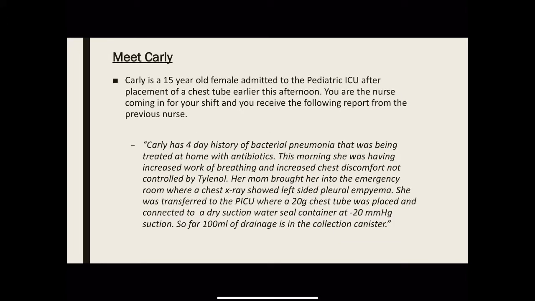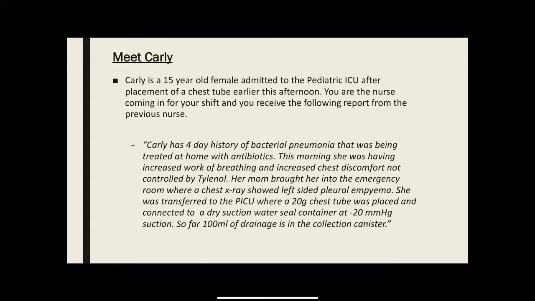So we are going to meet Carly. Carly is a 15-year-old female admitted to the pediatric ICU after placement of a chest tube earlier this afternoon. You are the nurse coming in for your shift and you received the following report from the previous nurse. Carly has a 4-day history of bacterial pneumonia that was being treated at home with antibiotics. This morning, she was having increased work of breathing and increased chest discomfort that was not controlled by Tylenol. And her mom brought her to the emergency room where a chest x-ray showed left-sided pleural empyema.